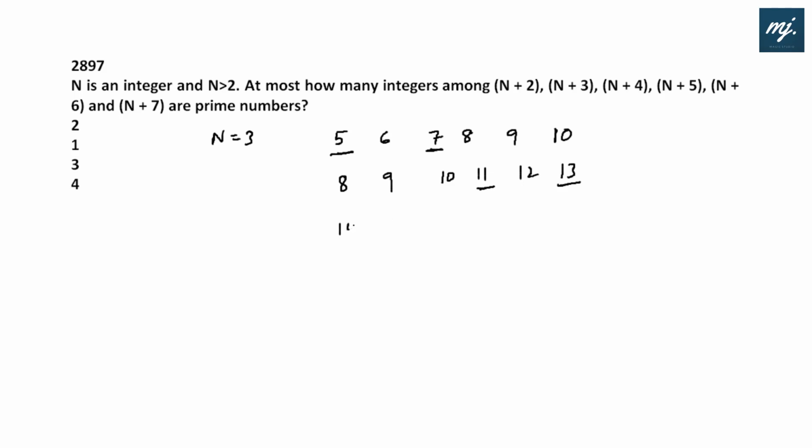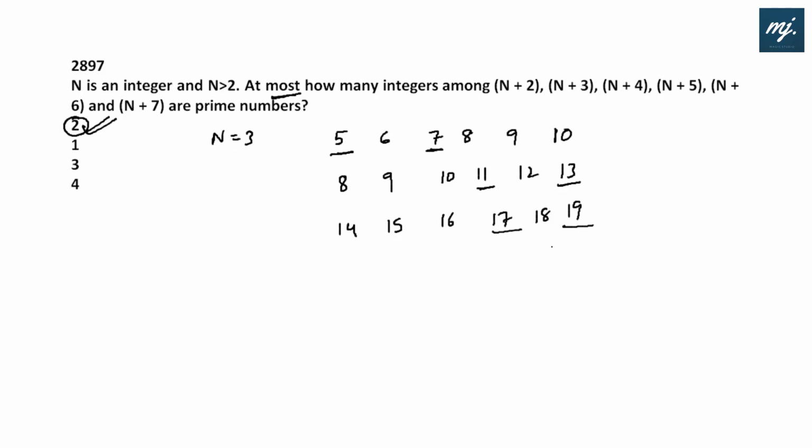Or 14, 15, 16, 17, 18, 19. The maximum we will end up getting is 2 prime numbers. And they are looking for at most. It would be 2. It cannot be 3. We haven't heard about a triple prime set. We have twin primes, where the difference between 2 prime numbers is 2. But a triple prime set is not there. No 3, then no 4, obviously. So the maximum prime numbers that we can get in 6 consecutive numbers is 2.